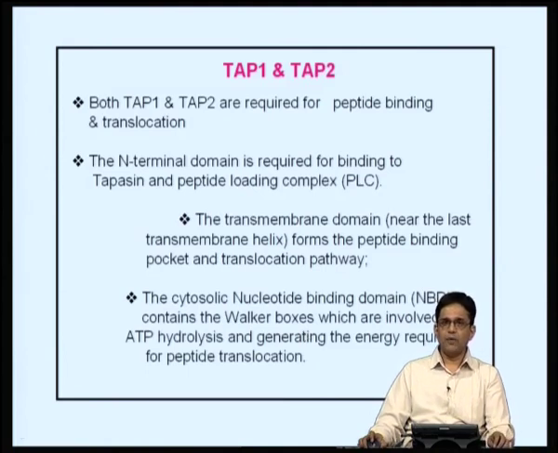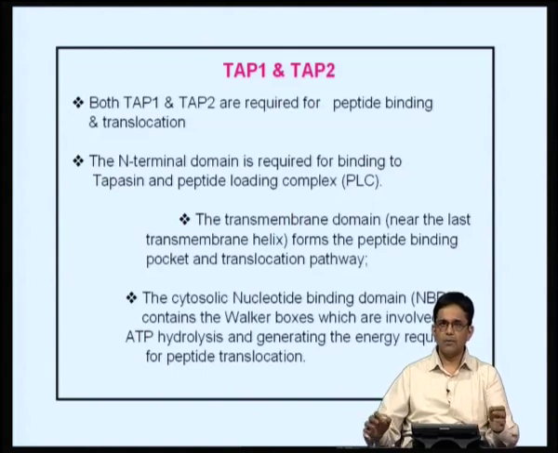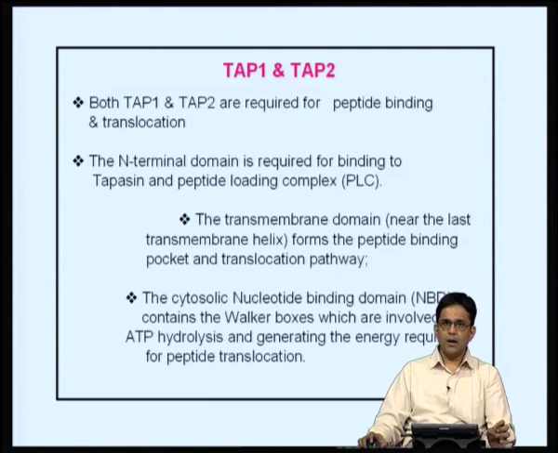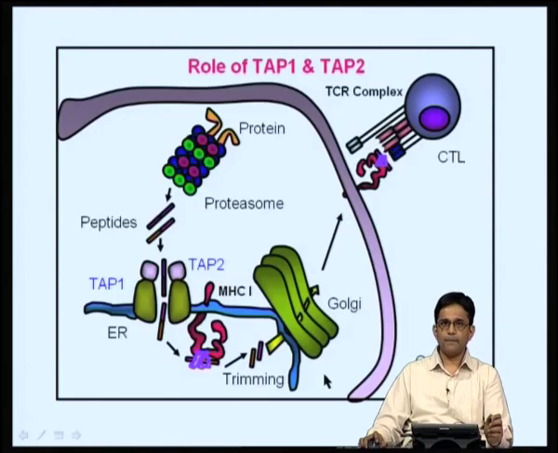Now, both TAP1 and TAP2 are required for peptide binding and translocation, and what is shown is the N-terminal domain is required for binding to tapasin, which is a sort of linker molecule between the TAP and the MHC class 1 molecules, and part of the larger complex of proteins known as the peptide loading complex. The cytosolic nucleotide binding domain containing the Walker boxes are involved in ATP hydrolysis. Now, for peptide translocation, you need ATP, and that's why you need the Walker boxes that are an important part of this. Okay, and so this is a cartoon to show how this is all done.